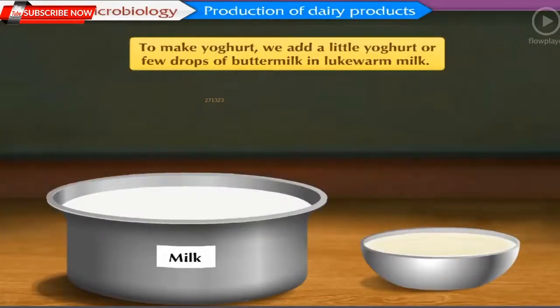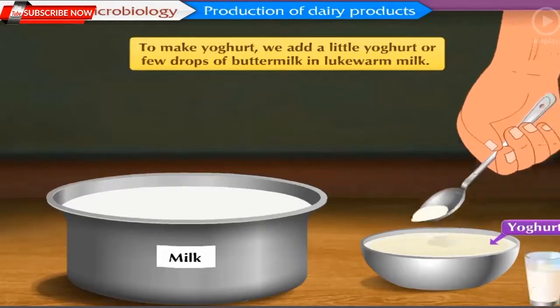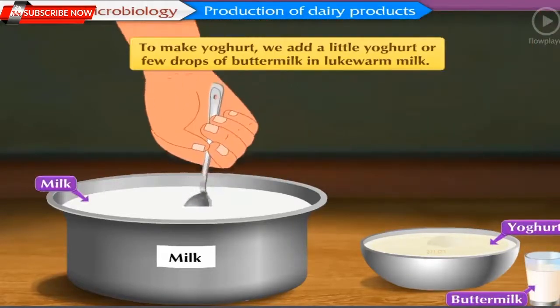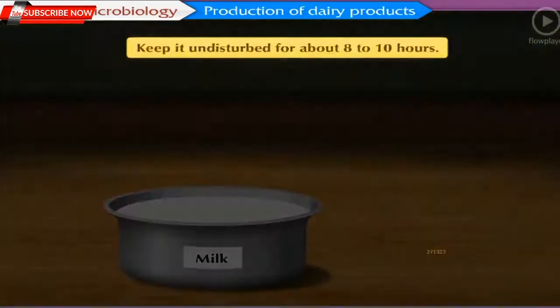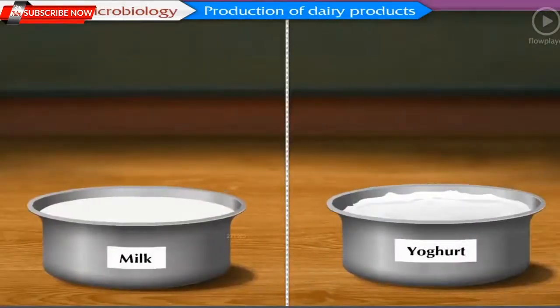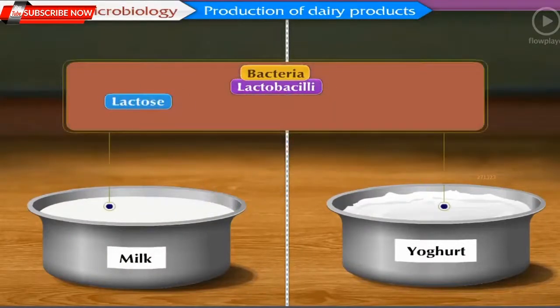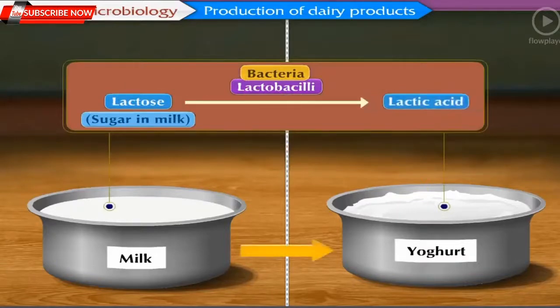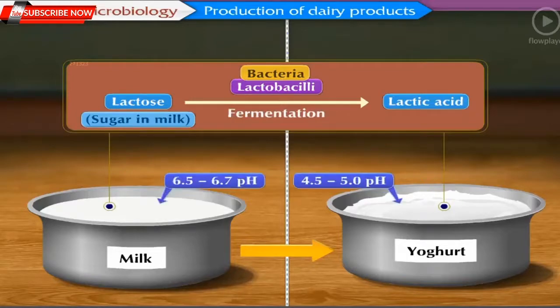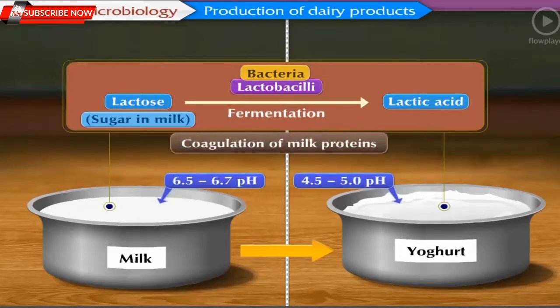To make yogurt, we add a little yogurt or few drops of buttermilk in lukewarm milk and keep it undisturbed for about 8 to 10 hours. During this time, the lactobacilli bacteria convert lactose, the sugar in the milk, into lactic acid. This process is called fermentation. Due to the process of fermentation, the pH of milk decreases, causing coagulation of milk proteins, and yogurt is formed.